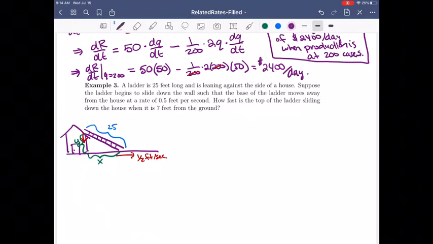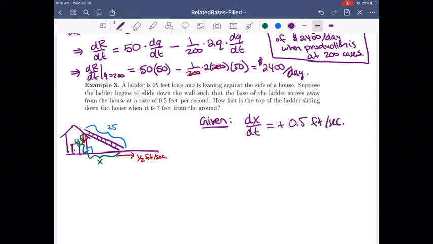And notice that I get a right triangle shape here. That's going to help us come up with an equation. So what we're given: the ladder is 25 feet, and we know the rate that x is changing, the base, is being pulled away at half a foot per second. So that means dx/dt, since x is getting bigger, is going to be plus 0.5, and that's feet per second.